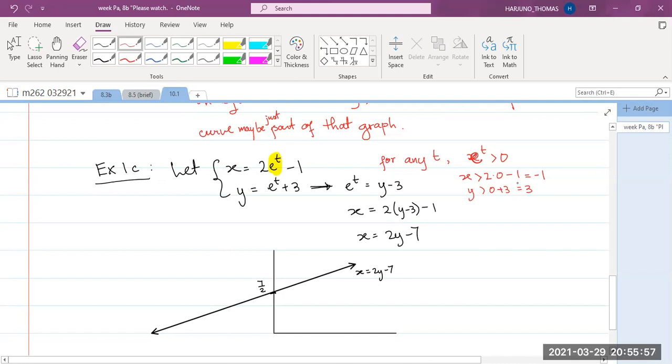In other words, the equation where we already eliminated the parameter is the one in black color. Yet, when we look back at the parametric equation, it actually starts from here. x should be greater than -1. It's not the whole line.